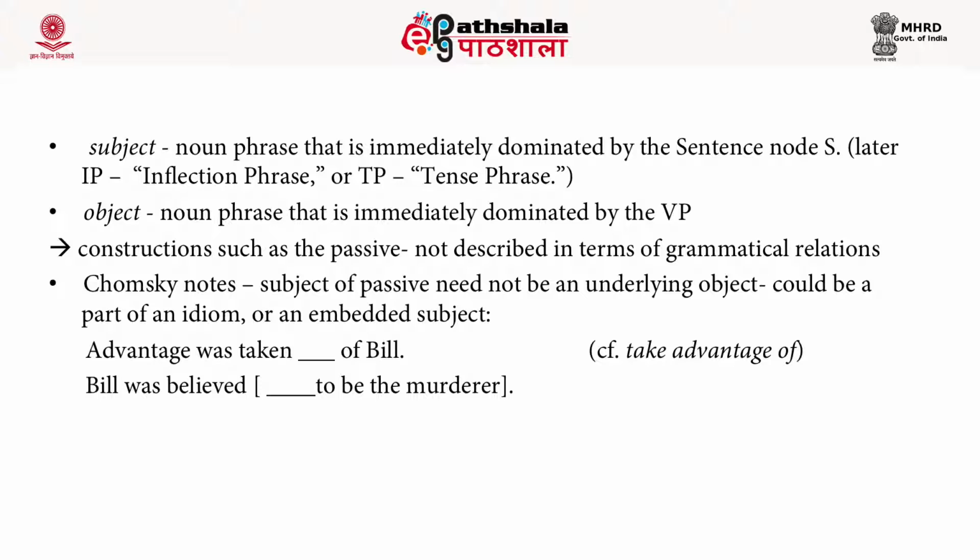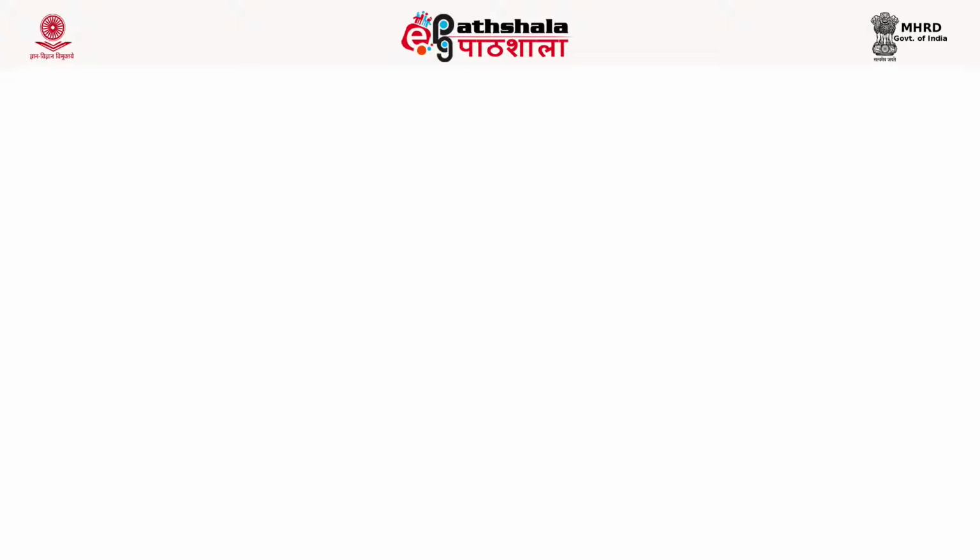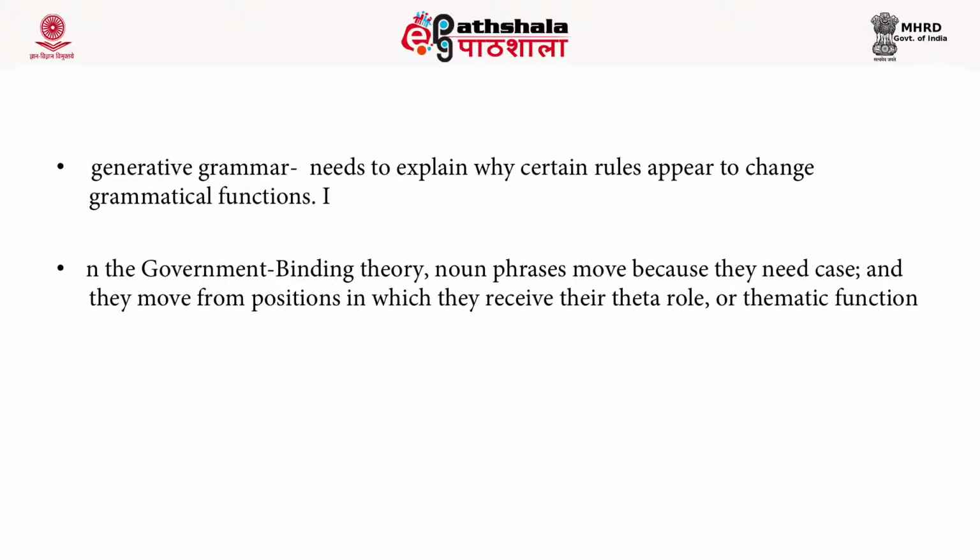When we have the sentence, "Advantage was taken of Bill," in this the subject is part of "take advantage of," from which advantage has moved out. The second sentence, "Bill was believed to be the murderer." In this, Bill has started off from the embedded subject position, which can be seen by the gap in the structure. Generative grammar as a theory has to explain why certain rules appear to change grammatical functions. In the government and binding theory framework, certain noun phrases move because they need case, and they move from the position in which they receive the theta role, or thematic position, to the position where they get case.